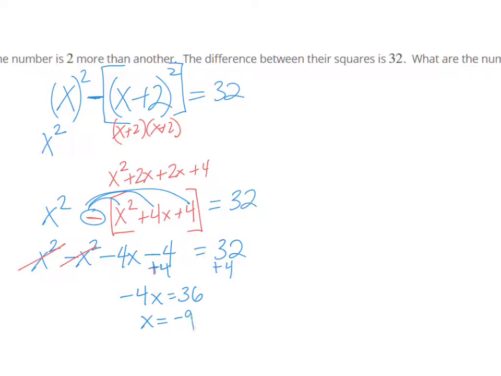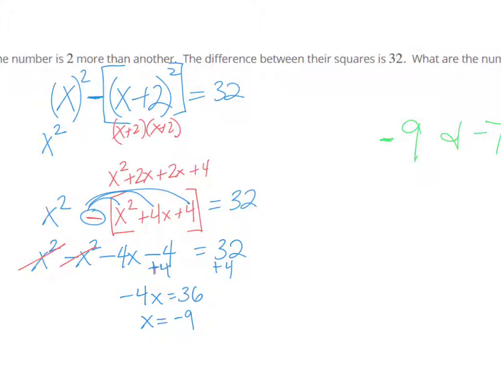I got a negative 9. And again, they want to know both numbers, so take your negative 9. You got the x, now add 2 to it to get the other number. So the other number would be a negative 7. Negative 9 plus 2 is a negative 7.